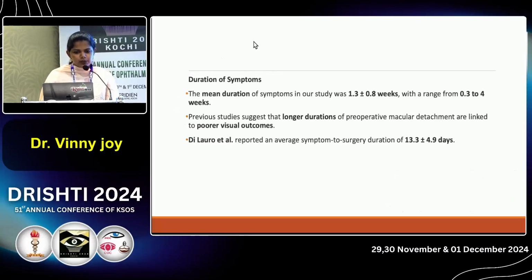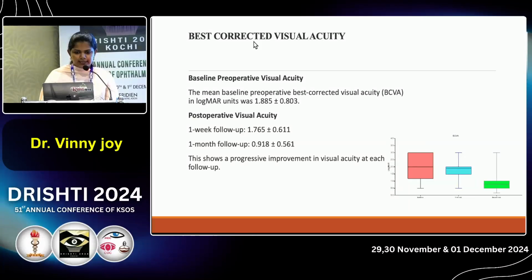Duration of the symptom was also studied. The mean duration is 1.3 plus or minus 0.8 weeks with the range from 0.3 to 4 weeks. Previous studies suggest that longer duration of preoperative macular detachment is linked with poor visual outcome. D. Laura et al. also reported an average symptom to surgery duration of 13.3 plus or minus 4.9 days.